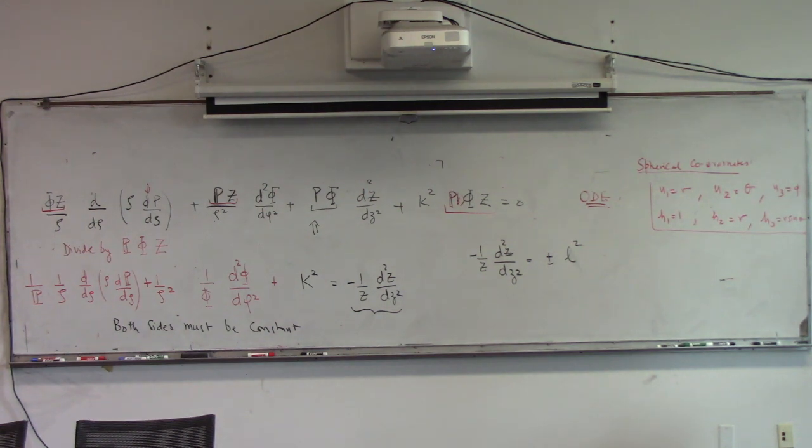If I chose the positive sign, what happens? What happens to that kind of a differential equation at z equal to infinity? The second derivative of Z with respect to z is then negative L square Z, right? So what is the solution of such an equation? Second derivative of Z with respect to z is minus L square Z. What is that differential equation?